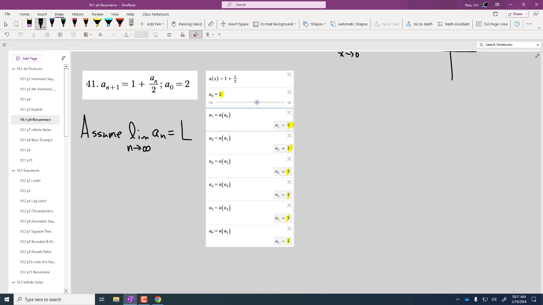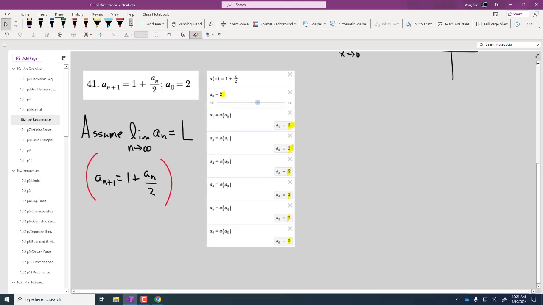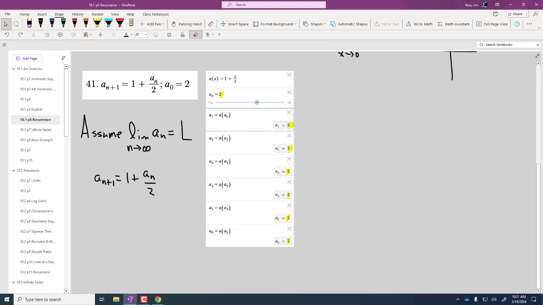And here is what we're going to do. We're going to take our recursive definition, and we are going to take the limit of both sides as n goes to infinity. I'll just squeeze it in. So we're going to take the limit of both sides of that sequence as n goes to infinity.